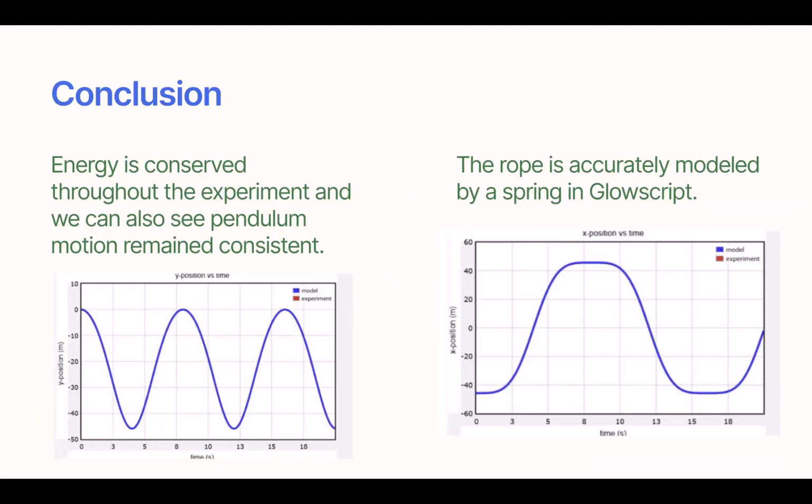So in conclusion, energy is conserved throughout the experiment, and we can also see pendulum motion remained consistent, and the rope is accurately modeled by a spring in GlowScript. So these are some graphs showing the x position and the y position. And yeah, thank you.